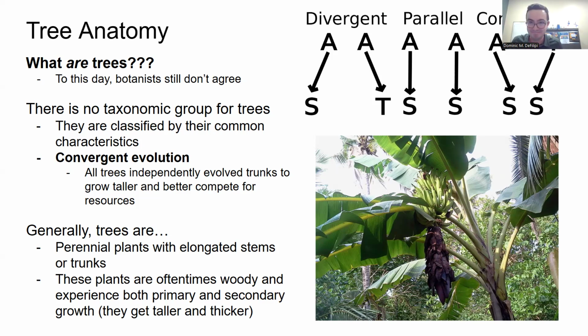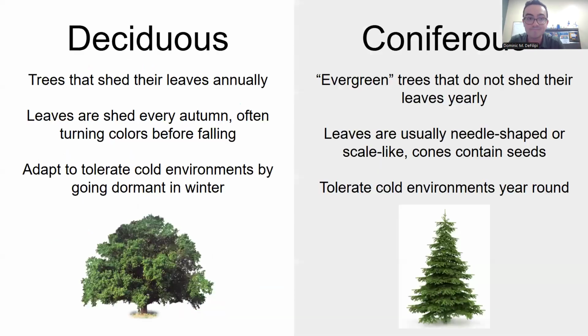So we say, very generally, trees are perennial plants with elongated stems or trunks, and they're oftentimes woody, and they experience both primary and secondary growth, meaning they get both taller and they get thicker as they grow older. That's why we have our tree rings, right?